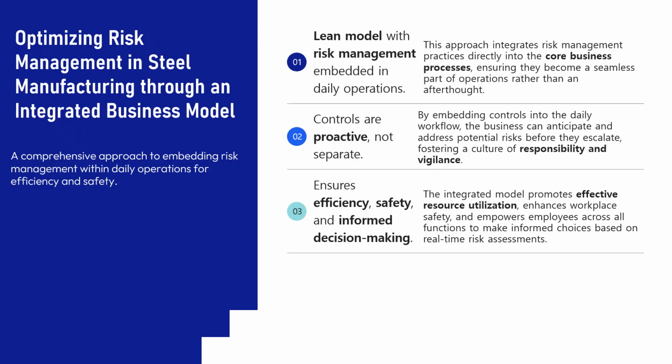Optimizing risk management in steel manufacturing by a lean model embeds risk management into daily operations. Instead of managing risk as a separate function, we have to build it into the workflows, empowering teams to make real-time, informed decisions that improve efficiency and safety.